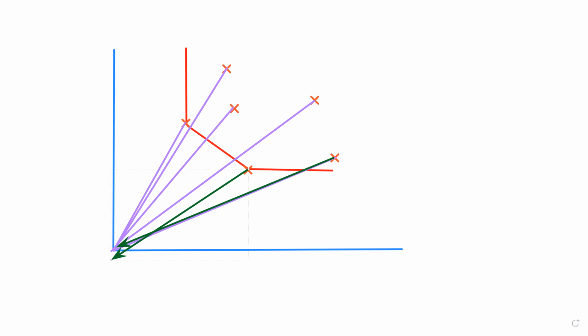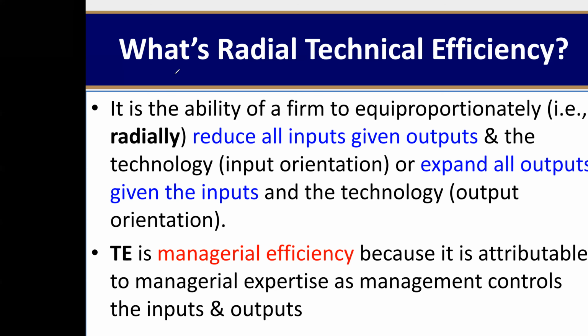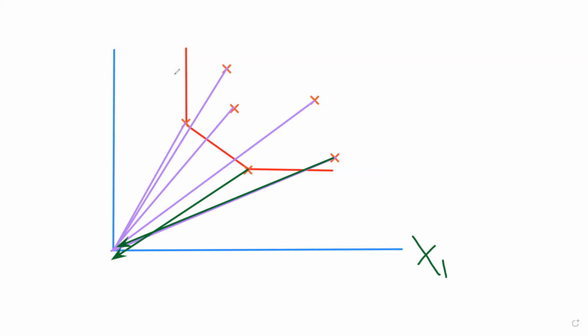So let me go back to that point. If you reduce all the inputs, the inputs in the one I showed you here were X1 here and X2 there. These were the inputs. And then you have these firms, A, B, C, D, E, F, G, H, I.